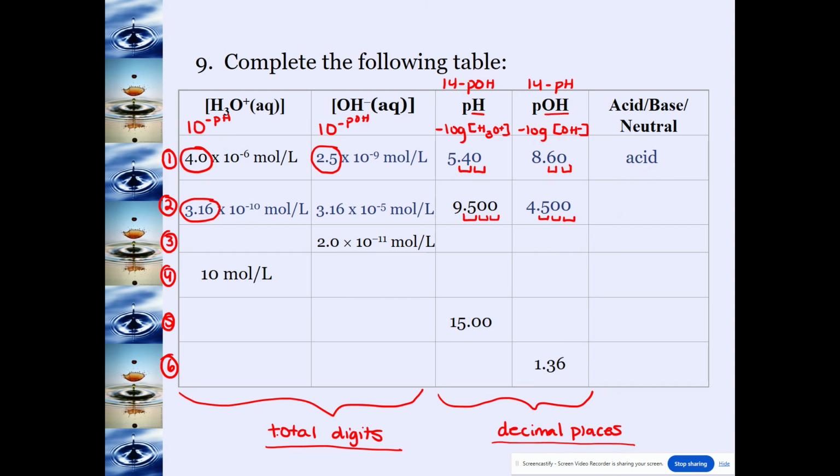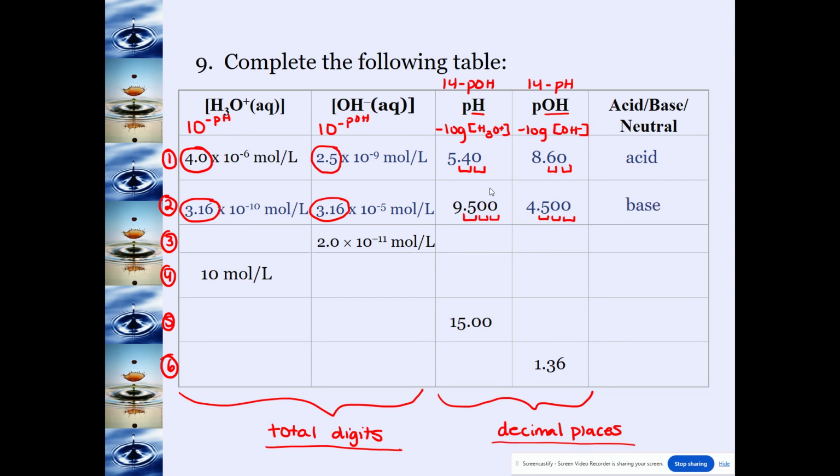So that's why, like I said, it's really important to write maybe at the bottom to remind yourself, when am I looking at total digits? When am I looking at decimal places? For concentration, mass, volume, you're always looking at total digits. pH and pOH are the only numbers where you match only the decimal places to the total digits of concentration. Okay, now this pH is greater than 7, so this is a base.